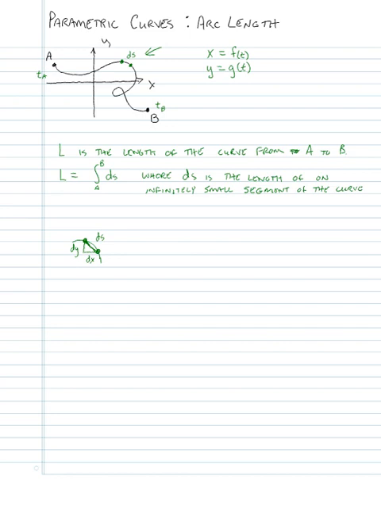Well, because of that, we could write that because we have a right triangle where ds is the hypotenuse, we know that the square of the hypotenuse is equal to the sum of the squares of the legs. But that means that ds is actually the square root of the sum of the squares of the legs.